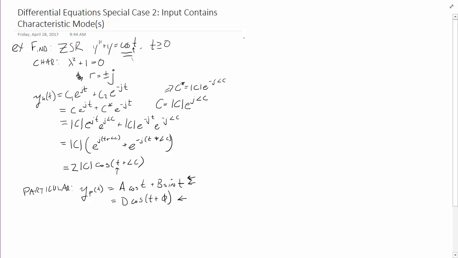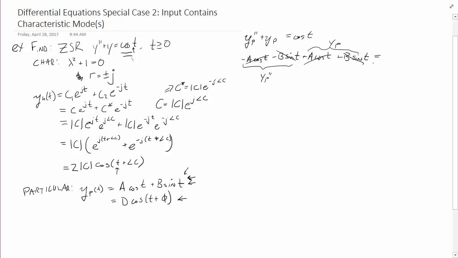So let's see if we can satisfy the forced solution. That would mean take the particular, yp, double prime it, add it to itself, and that has to equal cosine of t. So if you double differentiate this representation of yp, you'll get minus a cosine t minus b sine t, plus a cosine t plus b sine t. Right, so here is yp, and here is yp double prime. But you'll notice that this term cancels that one, and this term cancels this one. So we're suddenly saying that 0 has to equal cosine of t.